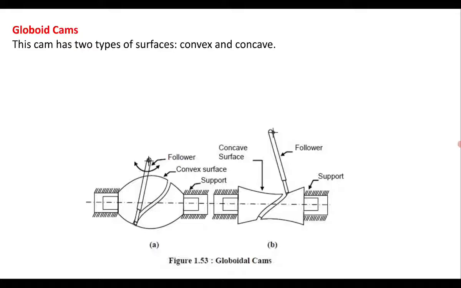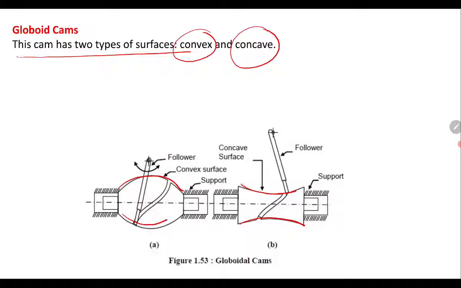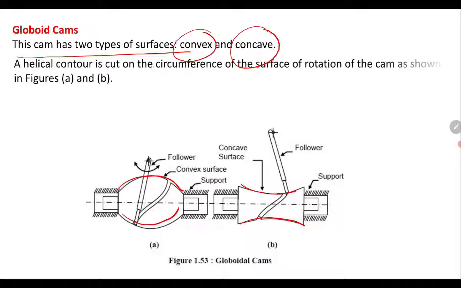Another type is globoid cams. This cam has two types of surface, convex and concave. So here it is a concave surface, and this is nothing but the convex surface. So this is a globoid cam. A helical contour is cut on the circumference of the surface of rotation of the cam.